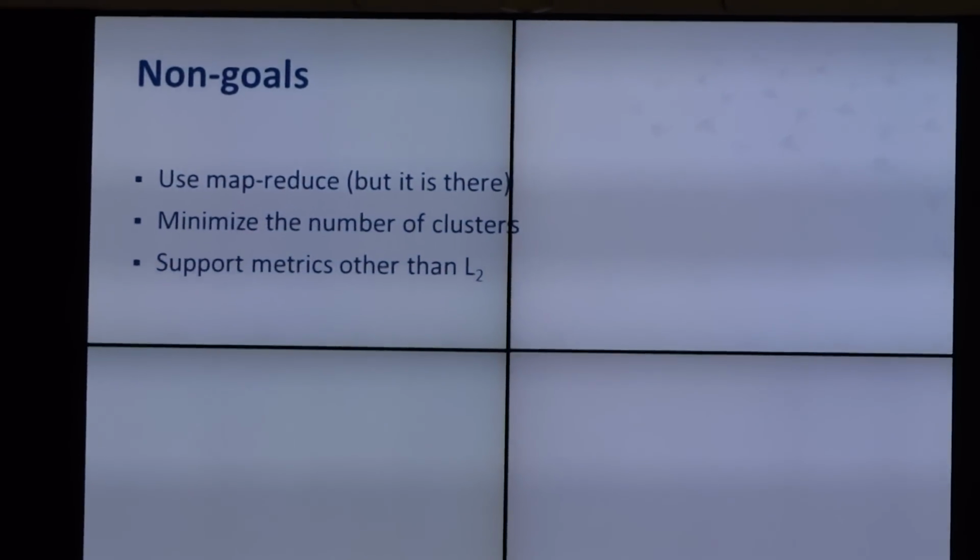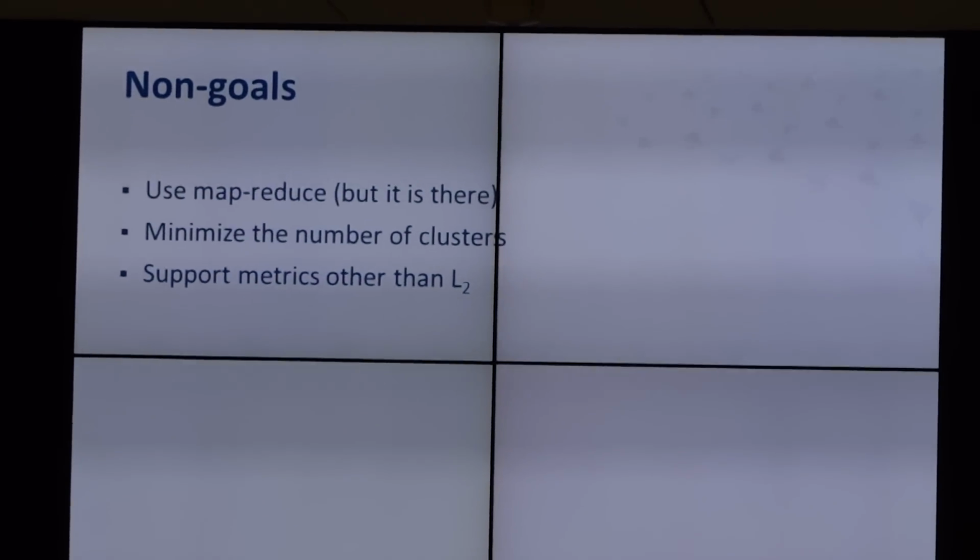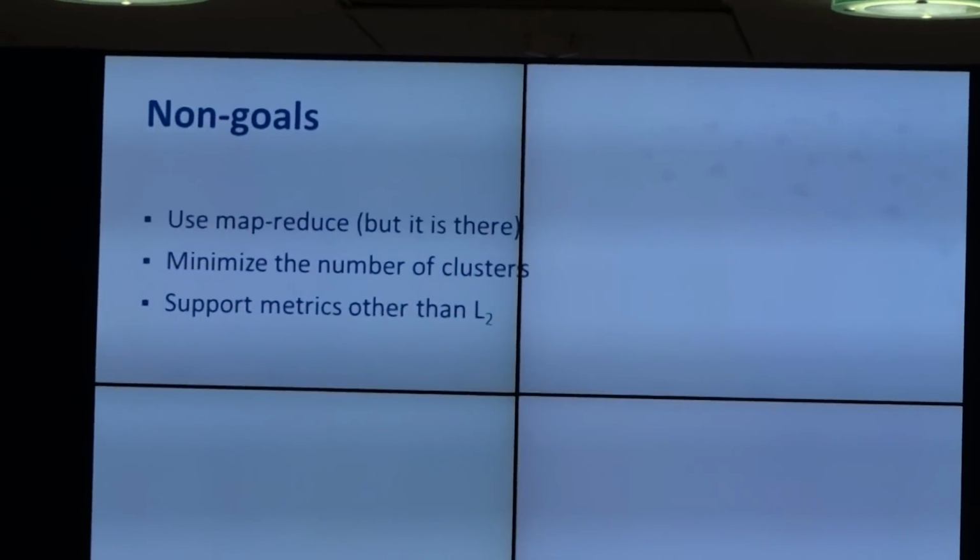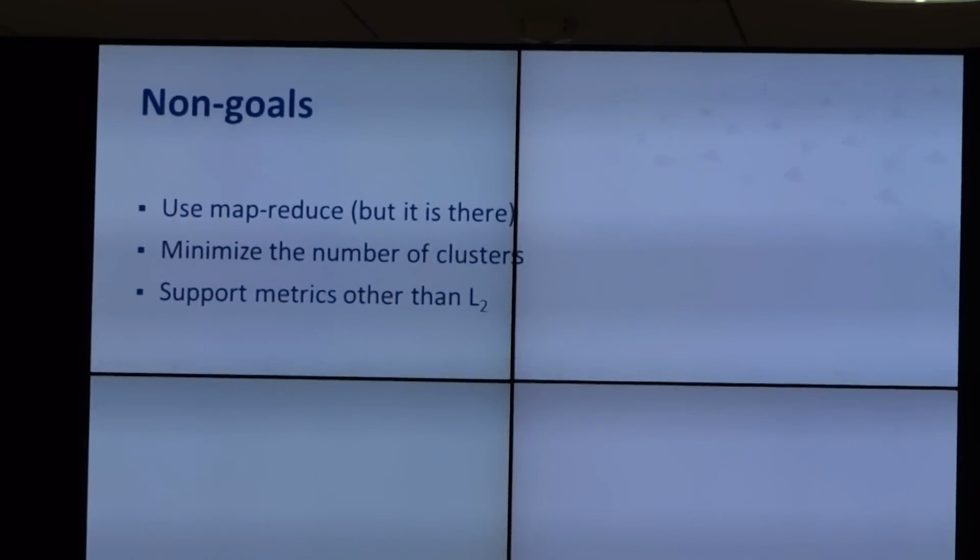Non-goals, things that we didn't care about. We didn't care if we used MapReduce or not. If it could be achieved on a single machine, or if it had to use a different programming model, fine. Not a thing. We didn't care to minimize the number of clusters. Just not a goal. Wouldn't hurt, but not a goal. And we explicitly did not care about supporting any metrics other than square distance. There's a huge economy available in that assumption, but there's also huge assumptions that come out of that. L2 is not an appropriate metric for a lot of problems, even though you can kind of shoehorn it in a lot of times. But for another day, we'll deal with that another time.